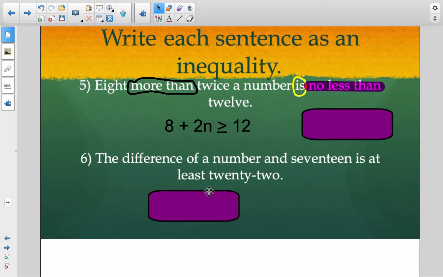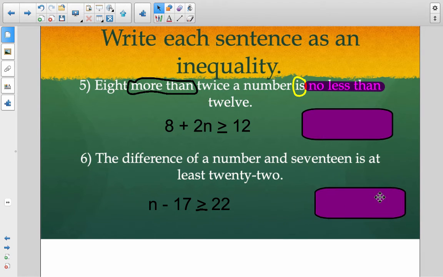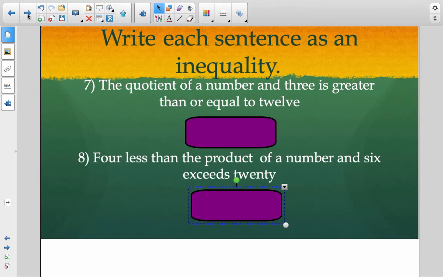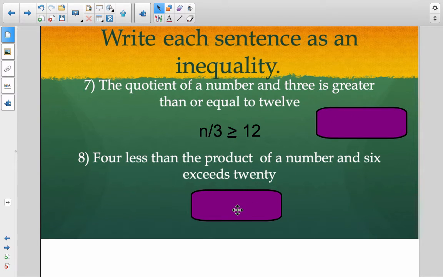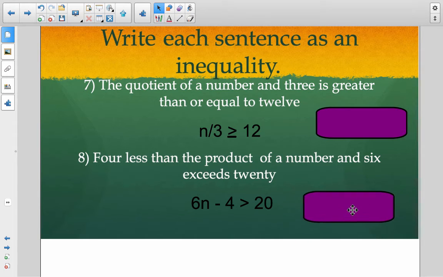So, number 6, and keep in mind you could use any variable, it doesn't matter. Number 6, n minus 17 is greater than or equal to 22. Number 7, n divided by 3 is greater than or equal to 12. Number 8, 6n minus 4 is greater than 20.